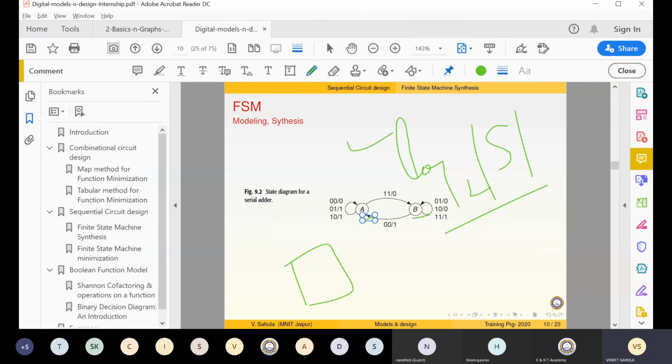Then I have to design just 2 combinational circuits: one for state transition, one for output generation. On this FSM, the first tuple is for input and the second tuple is for output. With 0, 0 input, output is 0. With 0, 1 input, output is 1. With 1, 0 input, output is 1. This seems to be a serial adder.